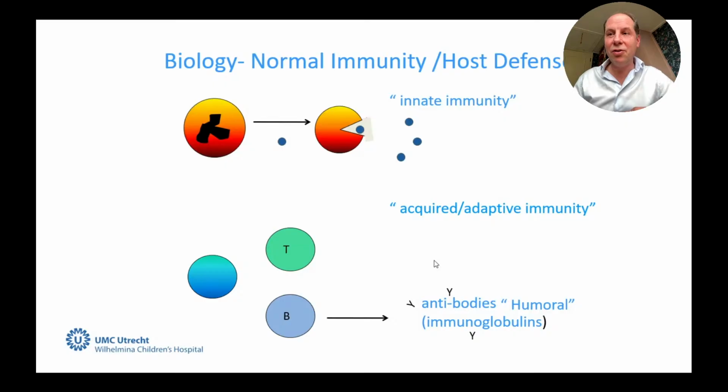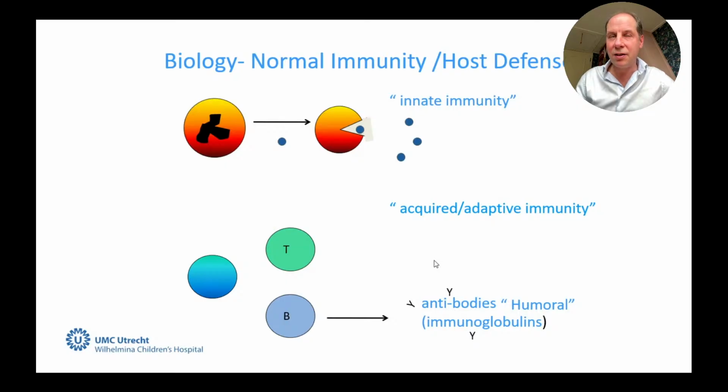So when you look at the summary of our normal immunity, a normal host defense, you see on top in red the phagocytes that can eat bacteria. They are called innate immunity or inborn immunity. And at the bottom, you see the lymphocytes, which are T and B cells, and they shape the acquired or adaptive immunity. And they learn to recognize specific pathogens.